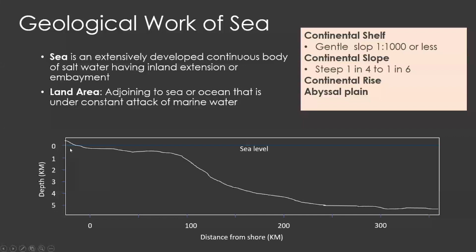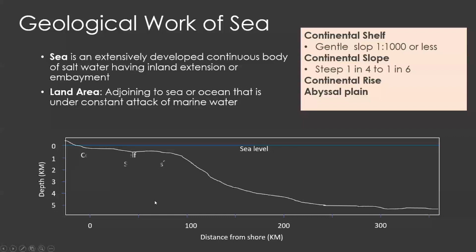Okay, so let us put the mark 0 there. That is, 0 means sea level, and the depth of the sea goes to around 5 kilometers. And the distance from the land goes around 300 kilometers towards the ocean. So this is a rough general cross section of our sea and the land.